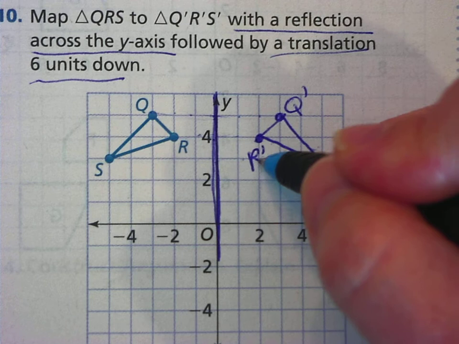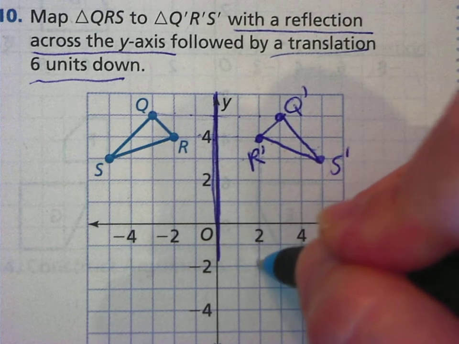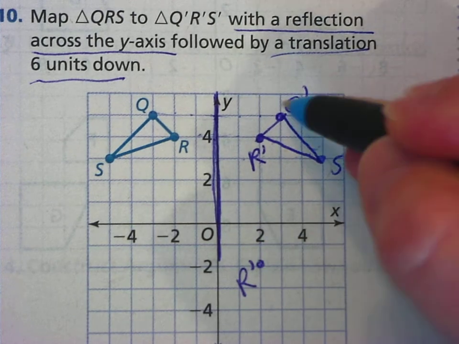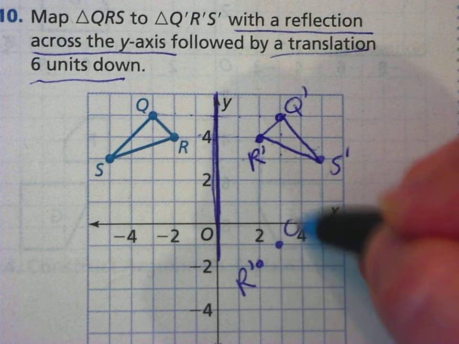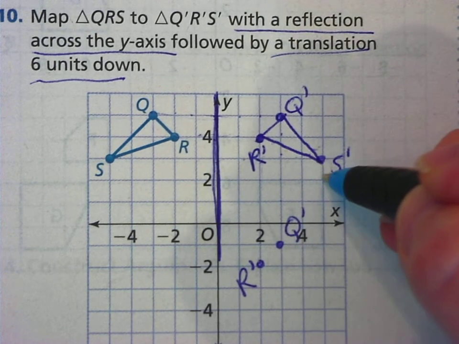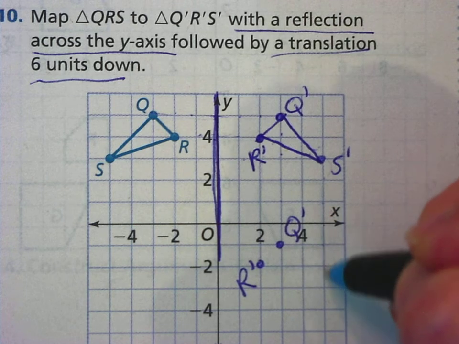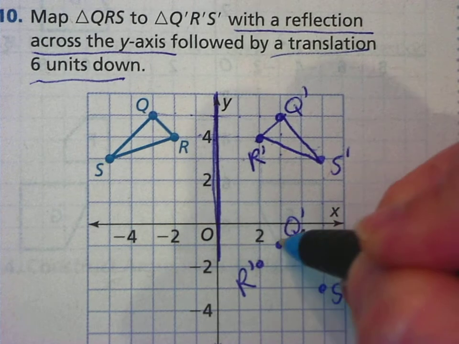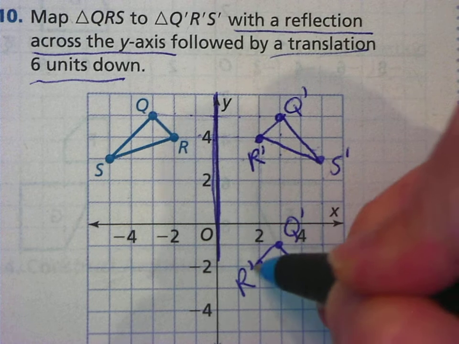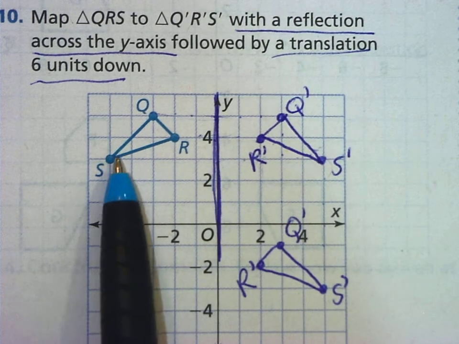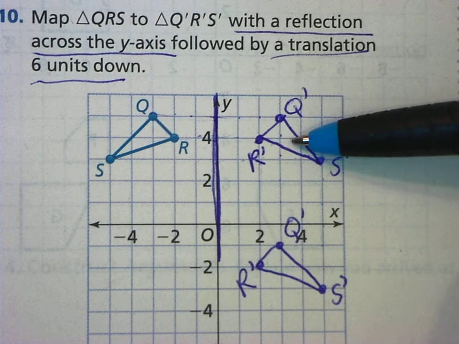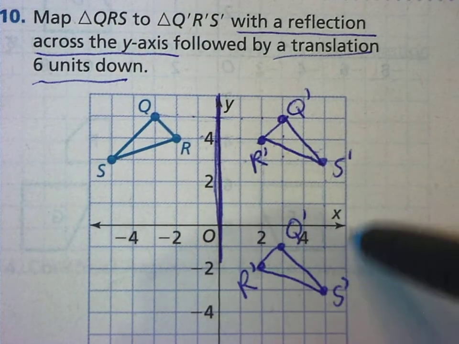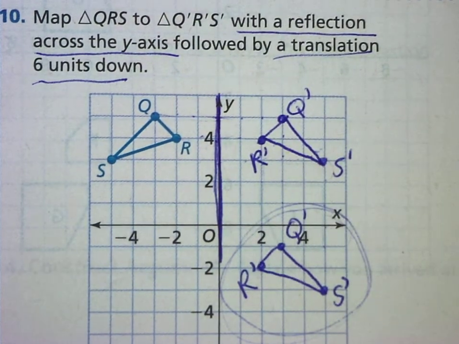So we're going to go 1, 2, 3, 4, 5, 6. R prime lands there. 1, 2, 3, 4, 5, 6. Q prime lands there. And S, 1, 2, 3, 4, 5, 6. S prime lands there. So this sequence we just finished. First, we reflected over the y-axis, and then we translated this figure 6 units down. And this is the final resting place.